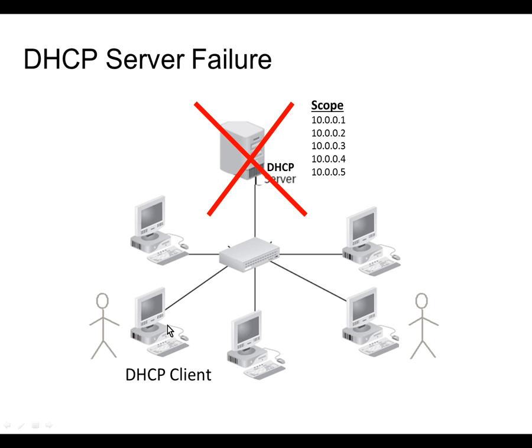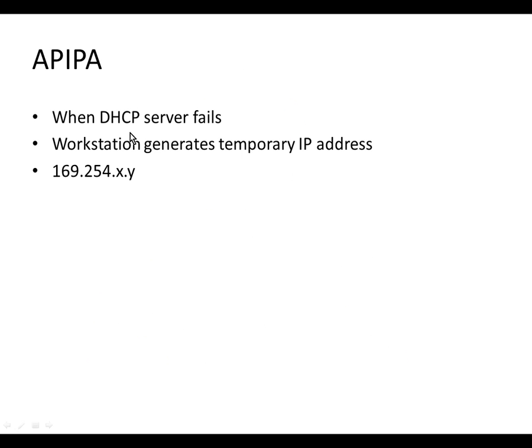It can be used to connect to other computers in the same subnet, but it's not going to go over the internet. So if the DHCP server fails, the workstation generates a temporary IP address, and every 5 minutes it hits the DHCP server again and requests an IP address.